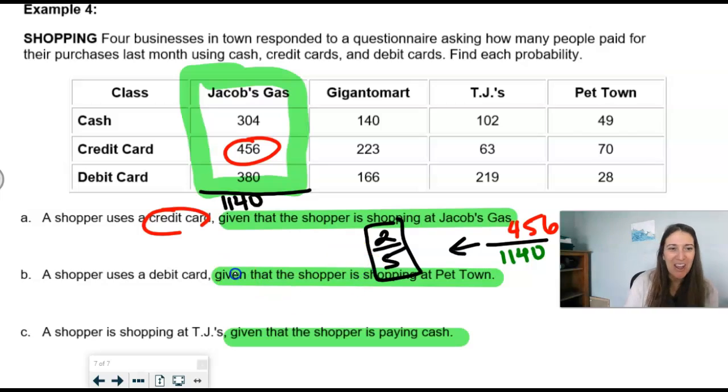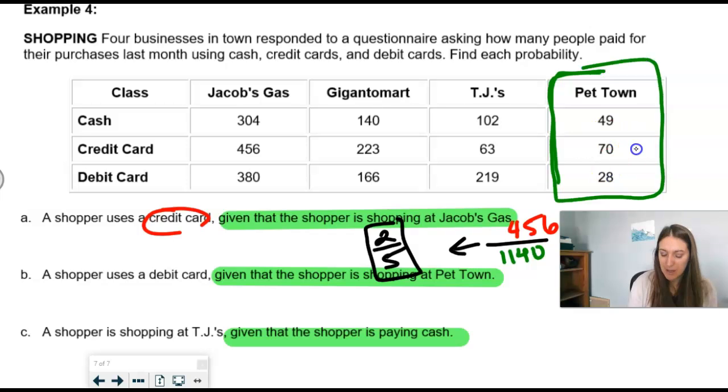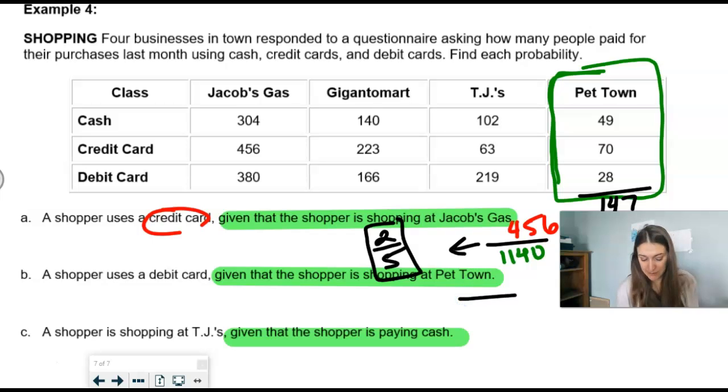All right, cool beans. Now I get to erase all my highlighting. If you drew all over your chart, you might want to use a different color Crayola marker or something. A shopper uses a debit card given that the shopper is at Pet Town. So I'm only allowed to look at data from Pet Town, and I'm going to need a total. Again, I should be able to add that because I'm a math teacher, but I think we all know better than that. Sometimes I'm brave and I try, but this is not one of those days. All right, so I know my denominator for this question is 147.